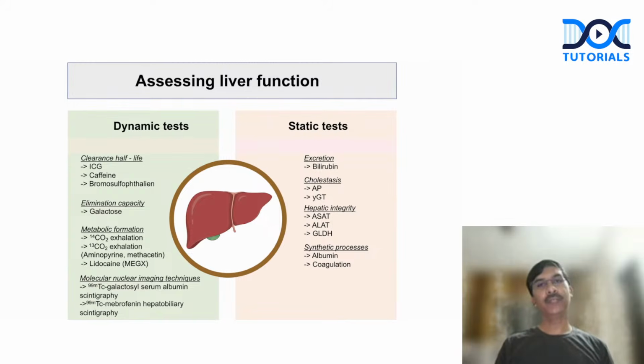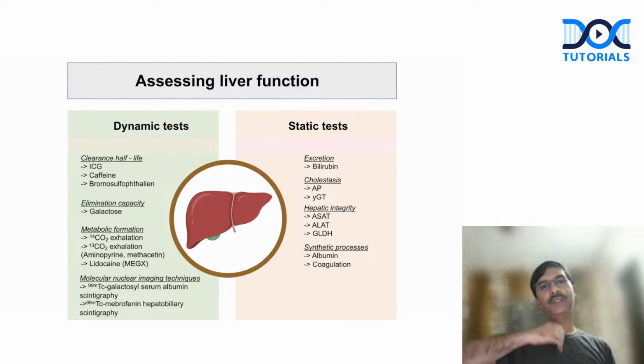So in order to evaluate the synthetic function of the liver before subjecting the patient to a major hepatectomy, there are multiple tests available. Many dynamic tests and many static tests are available. The dynamic tests of half-life and clearance include ICG, which is the gold standard these days, being used extensively all over the world. Caffeine and bromosulfophthalein are also being used. Elimination tests like galactose, and metabolic formation tests, where we use radio-labeled carbon along with a substance which goes through the liver and gets metabolized, so that the radio-labeled carbon is set free from that substance.